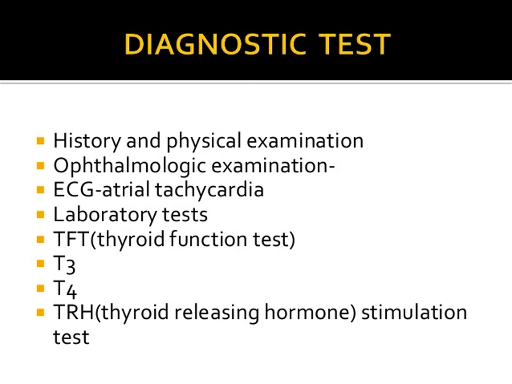The diagnostic tests which can be done are history and physical examination of the patient, ophthalmologic examination, and for tachycardia, ECG. Laboratory tests include measurements of the thyroid hormones in the blood, like T3, T4, and TSH. There is also the thyrotropin releasing hormone stimulation test, for cases due to an adenoma or a hypothalamic adenoma or tumor.